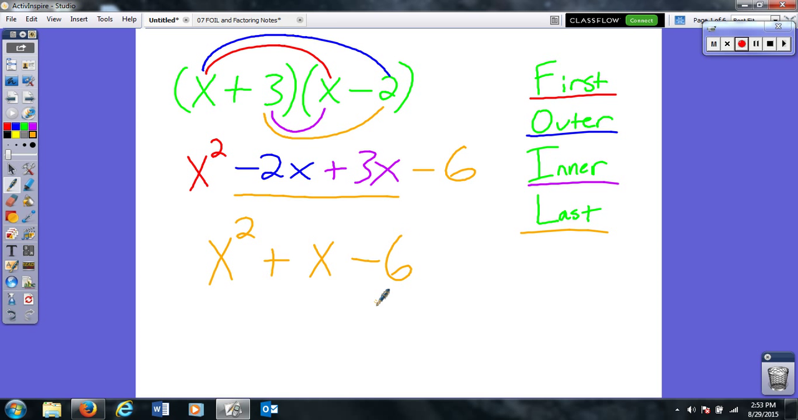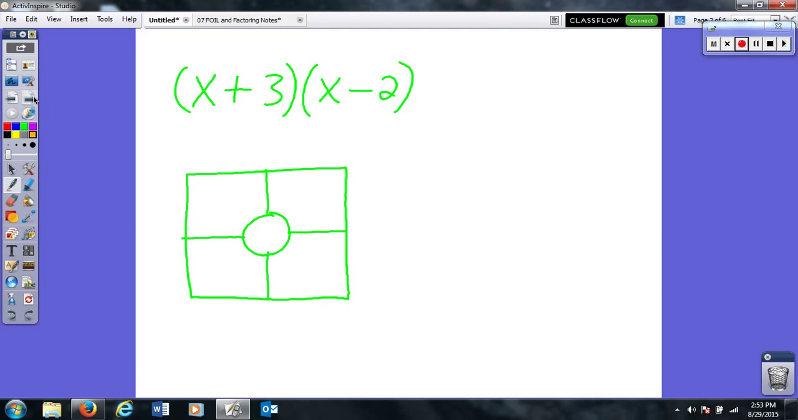Now let's take this same problem and do it a different way. So I've got a box here, and we're going to use this box to help us multiply out these two binomials. We'll put the first binomial on the top here, and put the plus 3 right there. Then the x minus 2 we can put down here, x, and then negative 2.